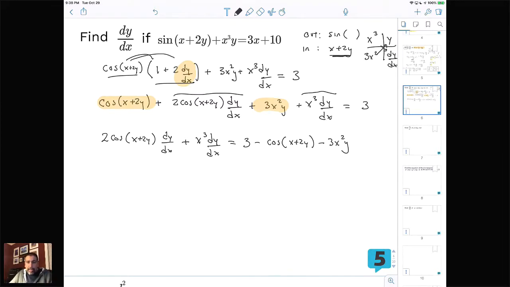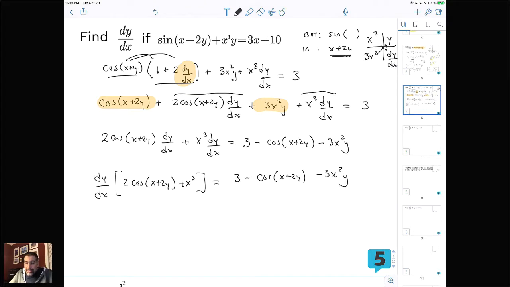I just want to take a moment to make sure you're really clear on this. This is the key step here, because now on the left-hand side, everybody's got a dy over dx. And if everybody has a dy over dx, that gives us our step where we can factor. So we're going to pull out the dy over dx. And when we do that, we're going to end up with 2 cosine x plus 2y plus x cubed. And on the other side, we're just going to have 3 minus cosine x plus 2y minus 3x squared y.